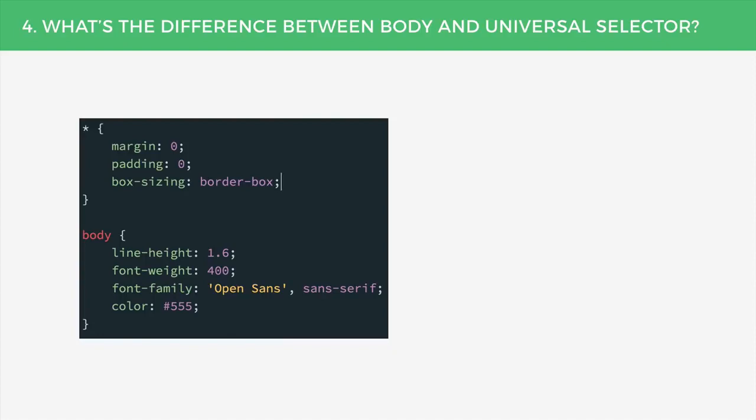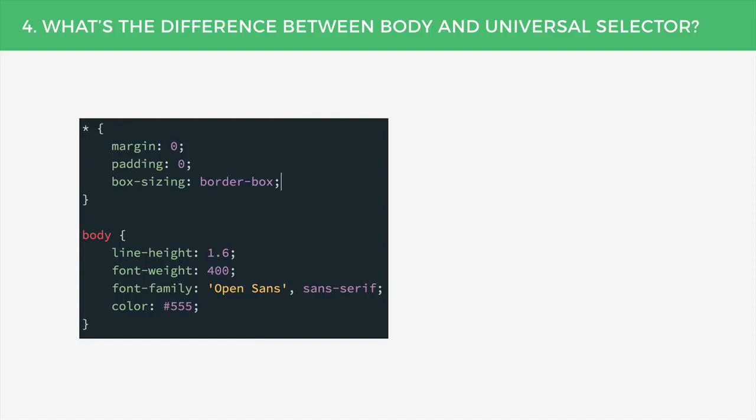Hey Jonas, what's the difference between the body selector and the universal selector? And that's actually a great question. So maybe you have seen some code like this, where some global properties are specified in a universal selector and some other global properties are specified in a body selector. So I called all of these properties global properties because these are basically styles that we want to apply everywhere on the page. But why then did we specify them in different selectors?